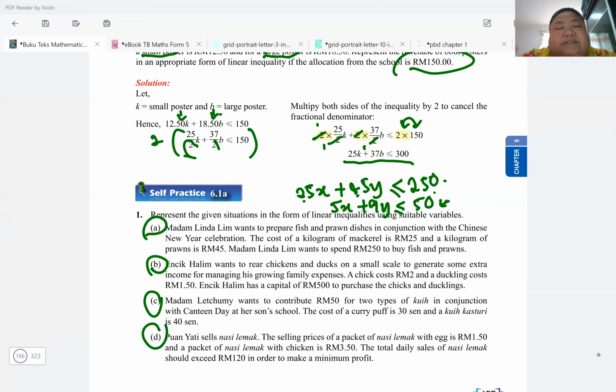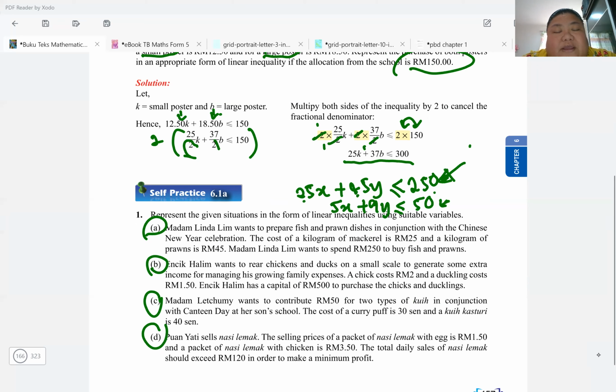Let's say our mackerel is x and our prawn is y. You want to know how much we spend, so you just substitute 25x plus 45y, where y is the prawn, less than or equal to 250. So this is the inequality that you get.